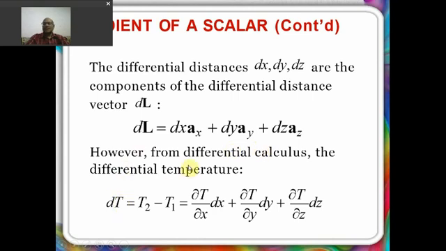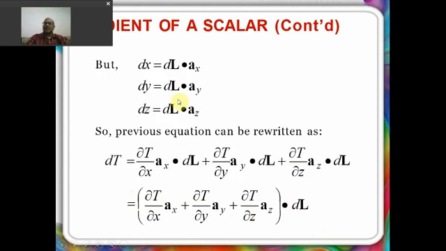So we can say the differential temperature will be dT, T2 minus T1, which is del T by del x dx, del T by del y dy, and del T by del z dz. So this can be the differential temperature. We can find that dx is equal to dl dot ax, as we already know from the unit vector definition.